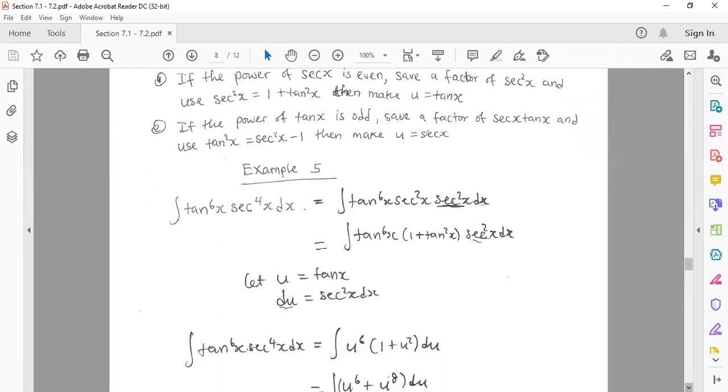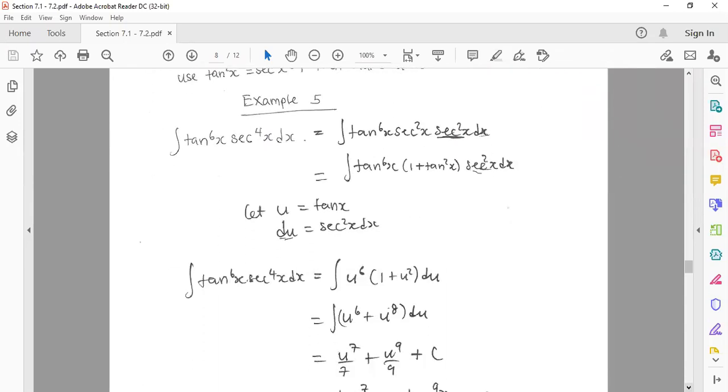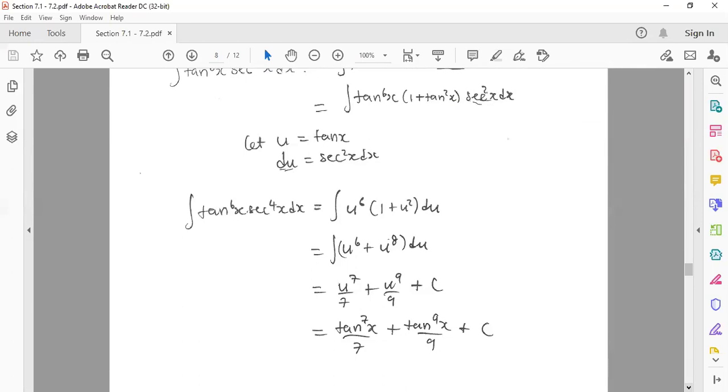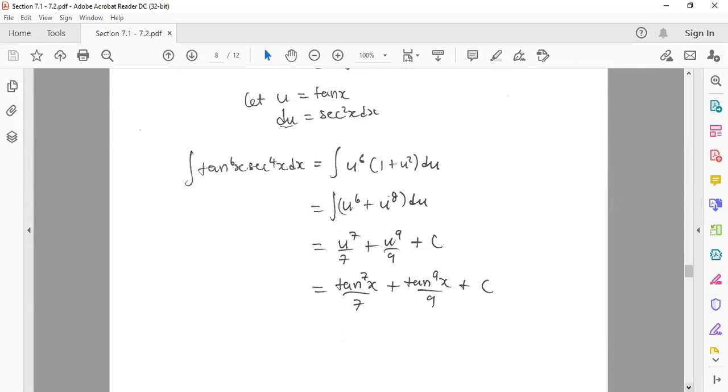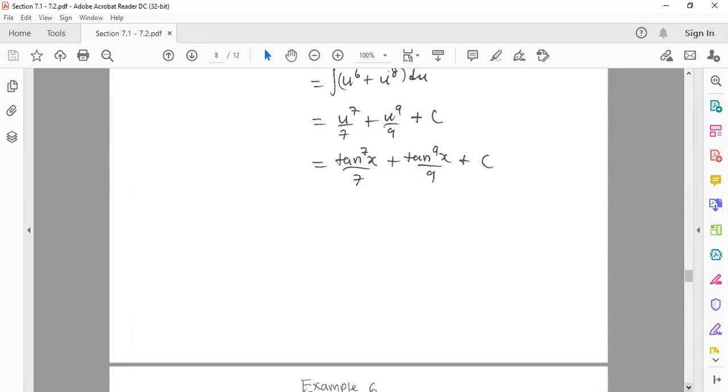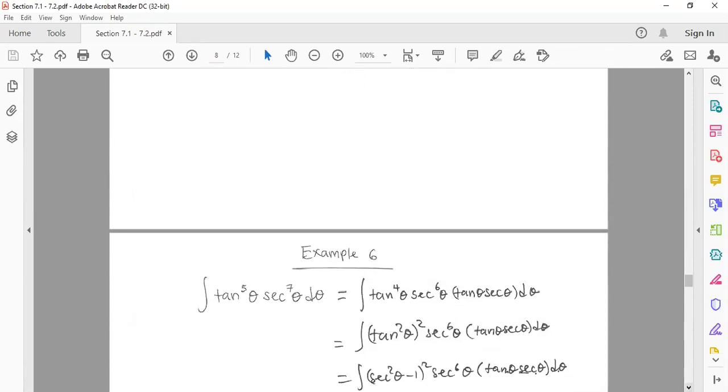All right, after doing the substitution, notice it becomes straightforward and easy. You just integrate u to the power 6 plus u to the power 8. And obviously convert the u back to the original function, which is tan x, and then you add plus c. Straightforward and easy. Let's see if there's any other quick example we can do.